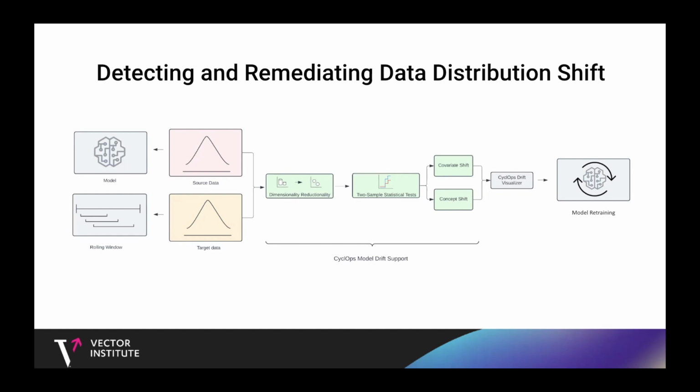And so this is the architecture of the drift module that I've been working on. It broadly follows this schematic where we have a model that's built on some sort of source data. And then we have a rolling window with different streams of target data coming, and we're detecting drift between the source and the target data, first by performing dimensionality reduction, and then using a two-sample statistical test or a classifier method. And then once we have the drift p-value, when it falls below a certain threshold, we can trigger retraining and retrain our model at that point.